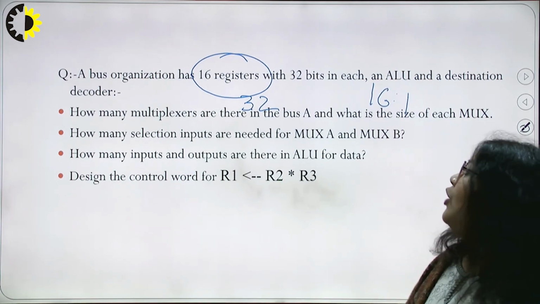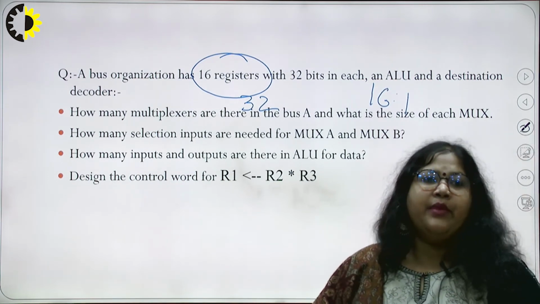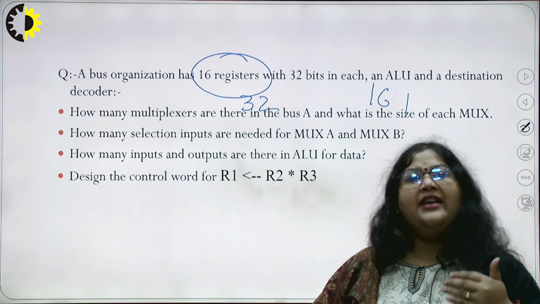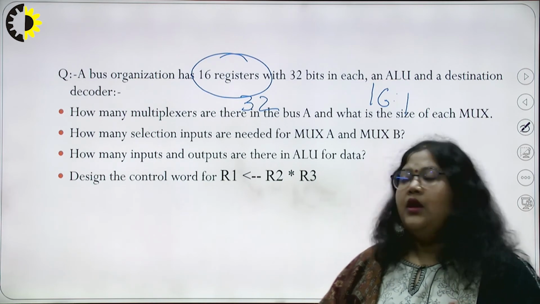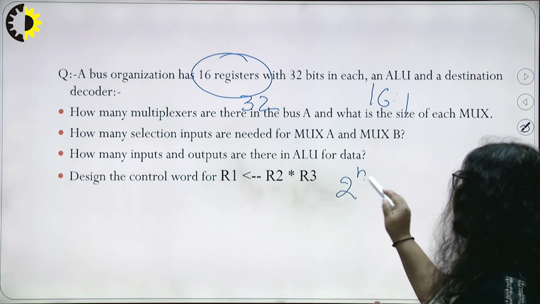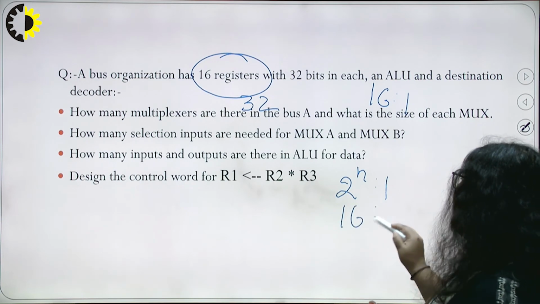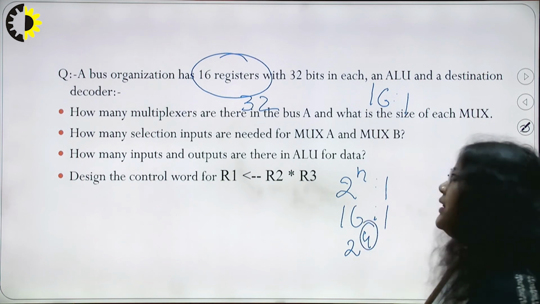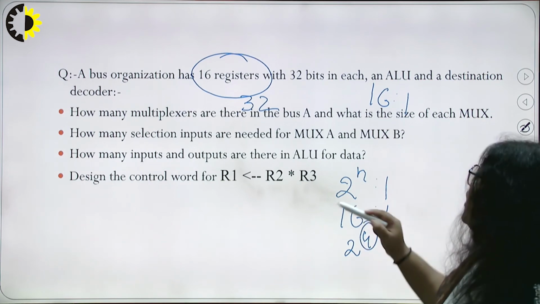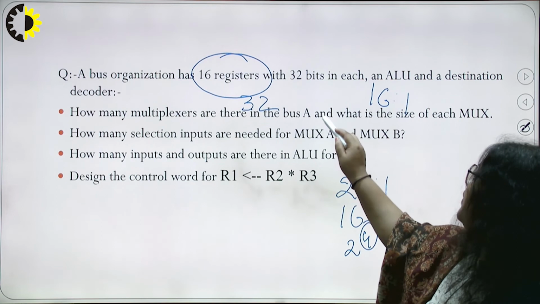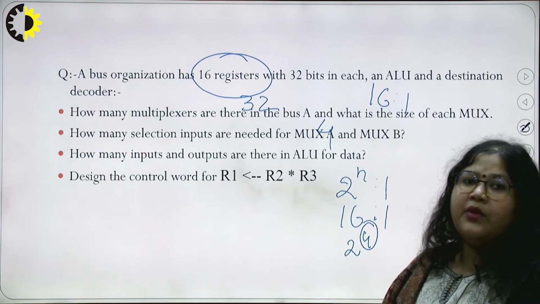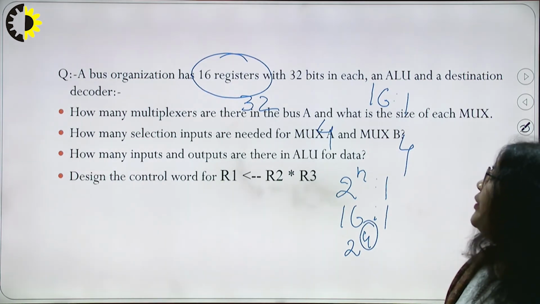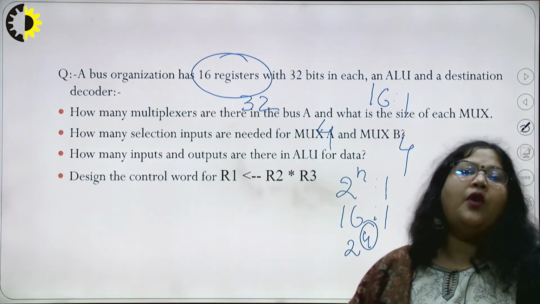How many selection inputs are needed for mux A and mux B? The selection input depends on 2 to the power n. The size of the mux is 16:1, so basically 2 to the power n is to 1. This is 16:1, so what is the value of n? 16 is 2 to the power 4, so the value of n is 4 in this case. So for the selection inputs, we require 4 for mux A and 4 for mux B. Now, how many inputs and outputs are there in the ALU for data?